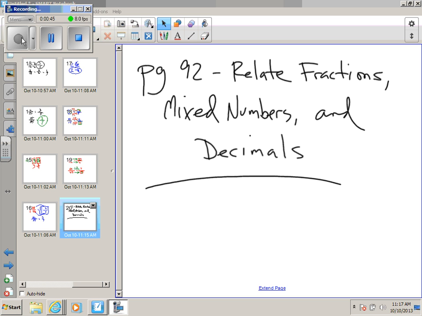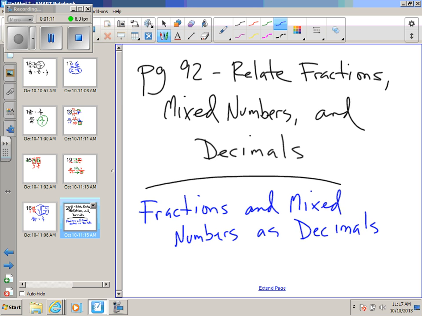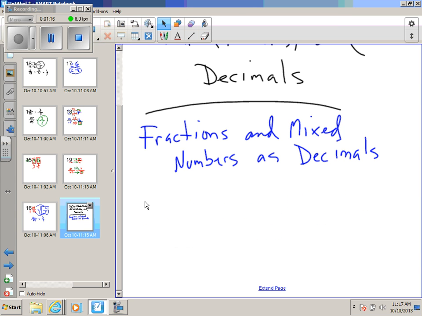So we'll take this in steps here. First part is we're going to focus on how we get fractions and mixed numbers into decimal form as decimals. Fractions and mixed numbers as decimals.